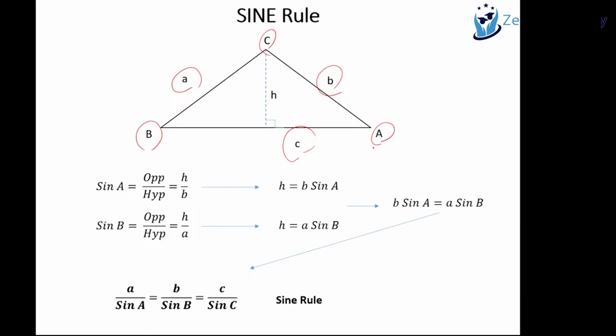Now if I define the sine of the angle A, it would be opposite over hypotenuse. So now I'm just looking at this triangle. So it would be opposite over hypotenuse, h over b. And sine of B would be opposite over hypotenuse, which is h over a. If I rearrange these by cross multiplying, I'm going to end up with two equations for my h. So h would be b sine A, and h would be a sine B. So I have h, which is the same height for both sides of this triangle.